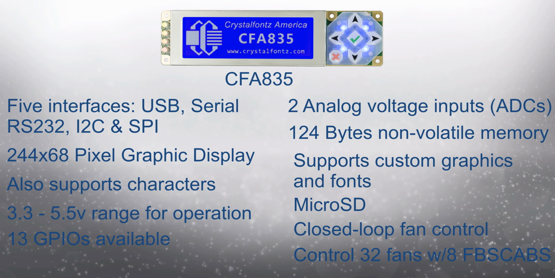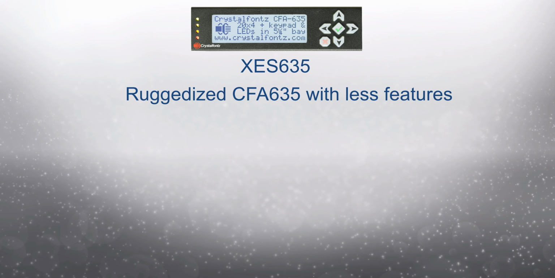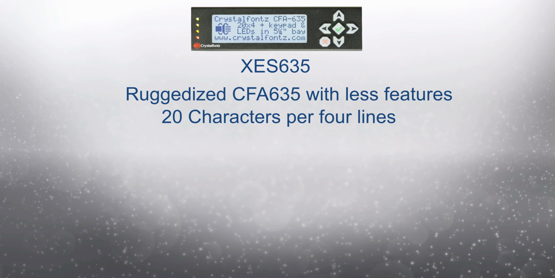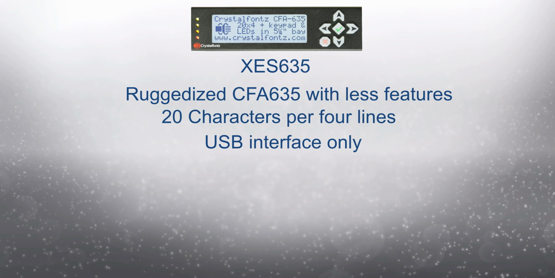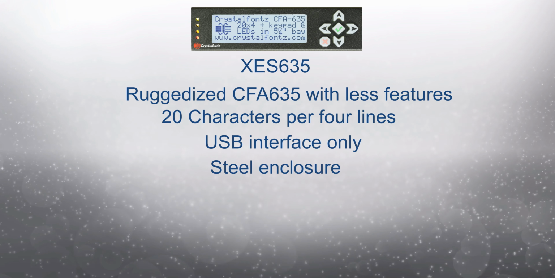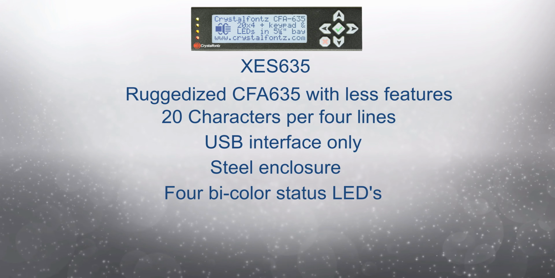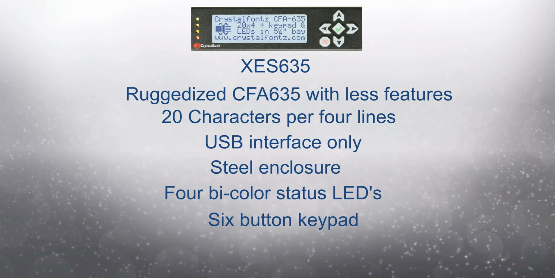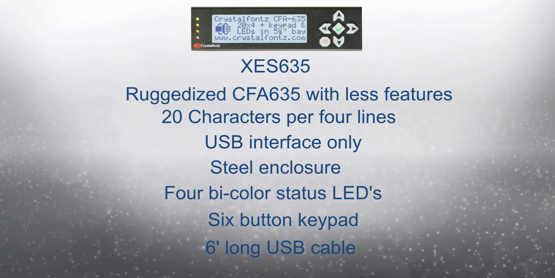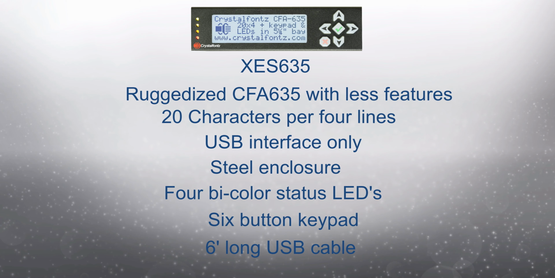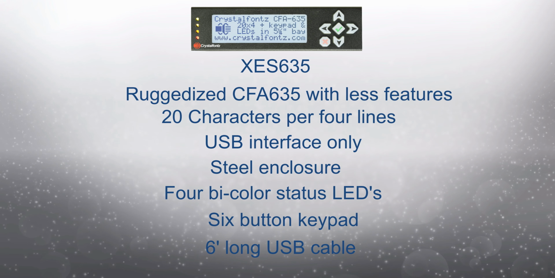Last but not least, we've got our XES635, which is like a ruggedized, trimmed-down version of the CFA635. This module is a 20x4 USB-controlled character display built into a super strong steel enclosure. It has 4 status LEDs, a 6-button keypad, and an extra long 6-foot USB cable, which makes this module perfect for use as a remote control or an add-on display module for a point-of-sale system.